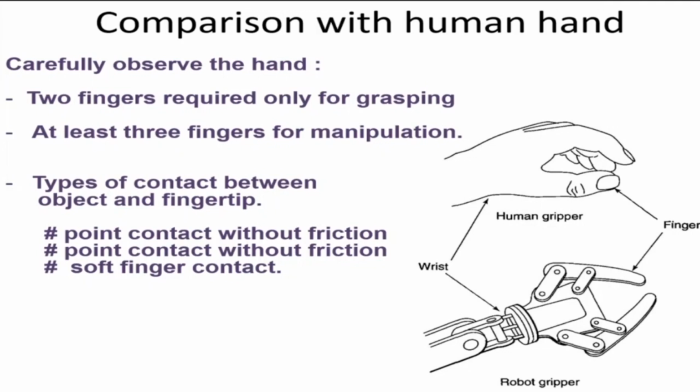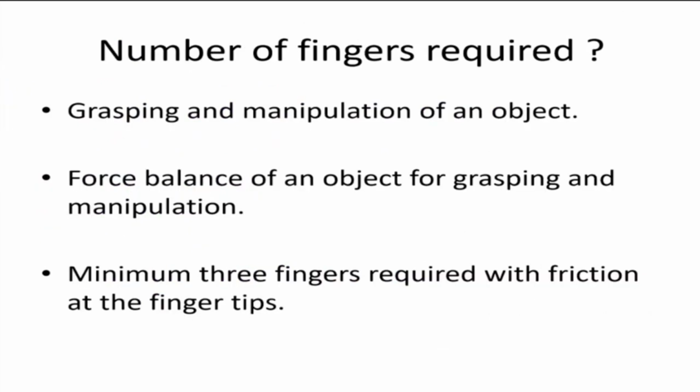Now in the case of comparison of the human hand and the robot hand, this is a very interesting comparison, that the human has 5 fingers, and the robot normally has 2 fingers or 3 fingers. Okay, so this raises the very important question that for grasping and manipulation of an object, how many fingers do you need? Then for force balance of an object for grasping and manipulation, how many fingers are required? So essentially 3 fingers are required with friction at the fingertips.